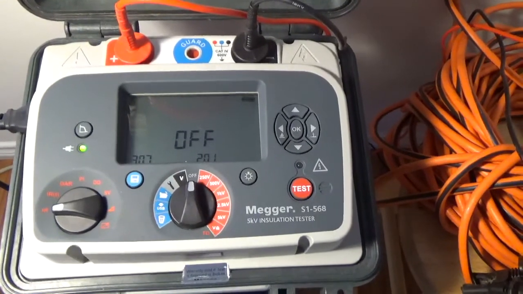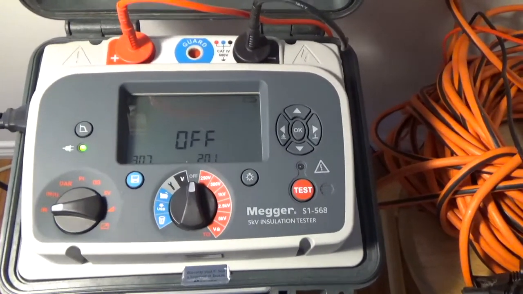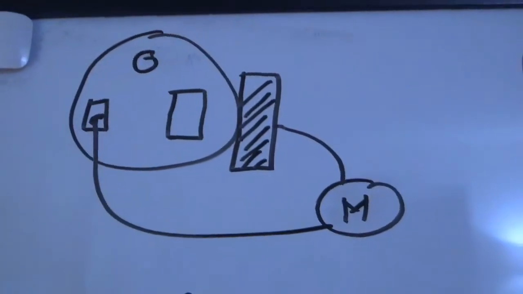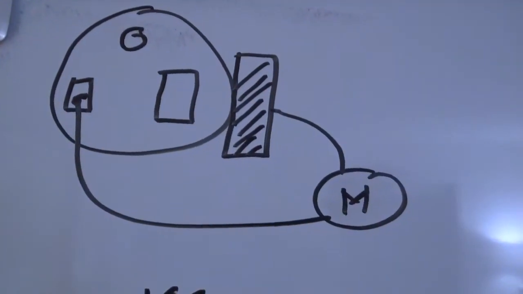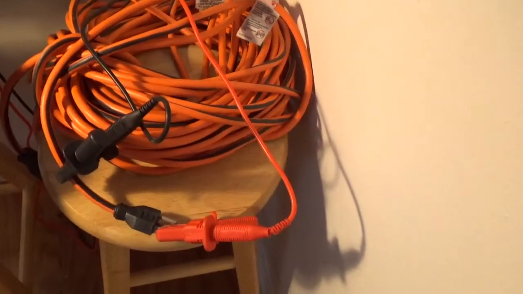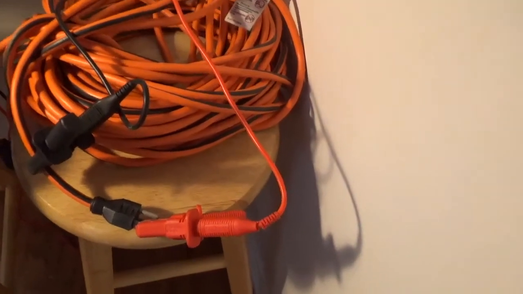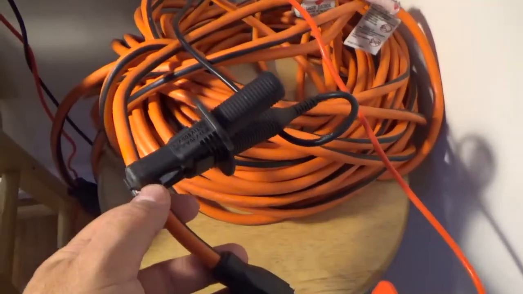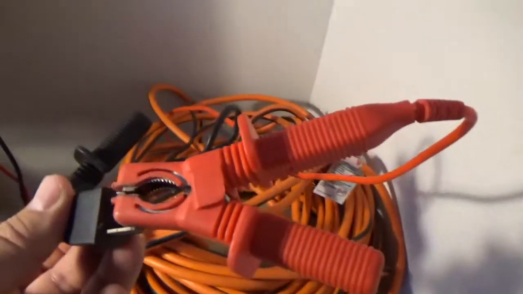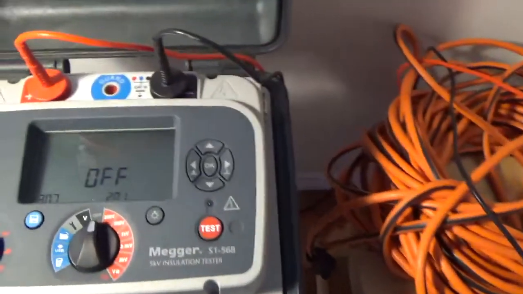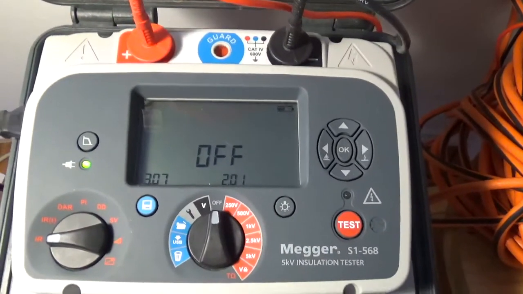All right guys, we're going to do a polarization index test with this particular instrument, the Megger S1568. It's a 5 kV insulation tester, or 5,000 volts. The setup, as I said on the board earlier, is an American style cord. We're going to test the insulation resistance between the neutral here and the insulation. I got an extension cord out of my garage, and I put one of the electrodes on the insulation directly here. See that? And then I put the other electrode on the neutral. Very simple setup, right? So let's go to the instrument, do the settings, and hit go.